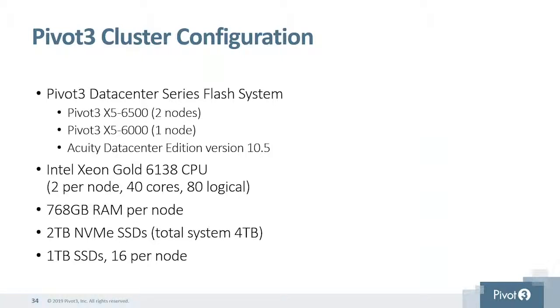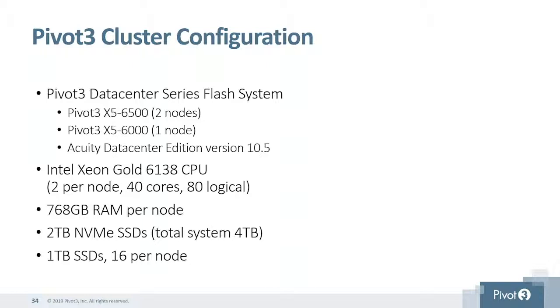So the test configuration that we used, with more detail here: we used two of our X5 6500 nodes, which are our accelerator nodes with the NVMe tiers. And then the way our product works is we add storage nodes after that. This is actually our smallest system and footprint, using our Acuity Data Center Edition version 10.5, which is the latest version of the product that was shipping at the time that we did this testing.